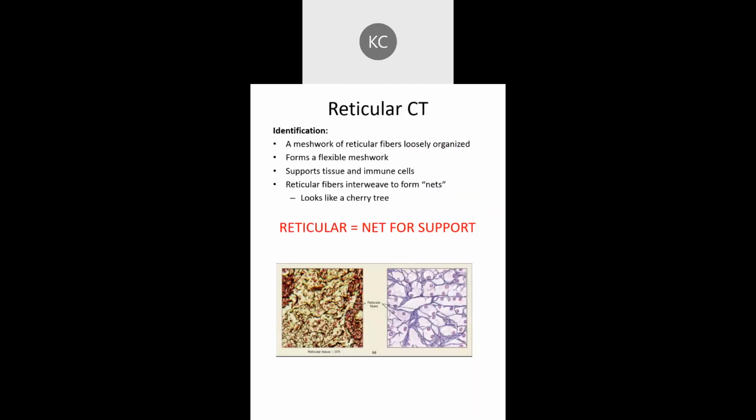All right. So we also have reticular connective tissue. This is the third type of loose connective tissue here. This forms a kind of mesh-like network that helps to support the organ or the structure that it is located in. Sometimes it's described as looking like a cherry tree. If you look here, you see the nuclei of these different cells, and then you see these reticular fibers, and it looks like cherries on a cherry tree. If you can imagine that, that's kind of what it looks like, right?